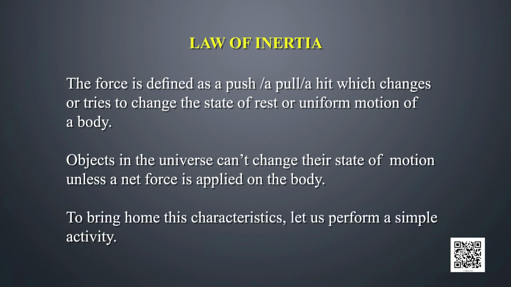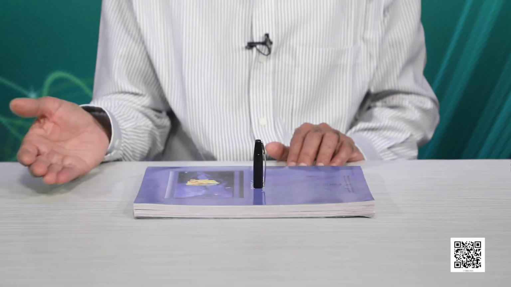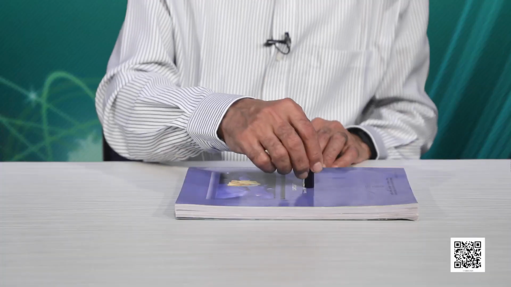To bring home this characteristic, let us perform a simple activity. I am going to perform a very simple activity for which I am using a book and this pen cap. I am placing this pen cap on the book, and now I will apply a force on the book from the right side. Have a close look at the pen cap. The pen cap falls in the backward direction. Have a look at it again. I am now going to apply a force from the opposite side, that is, from left to right. The pen cap again falls in the backward direction.